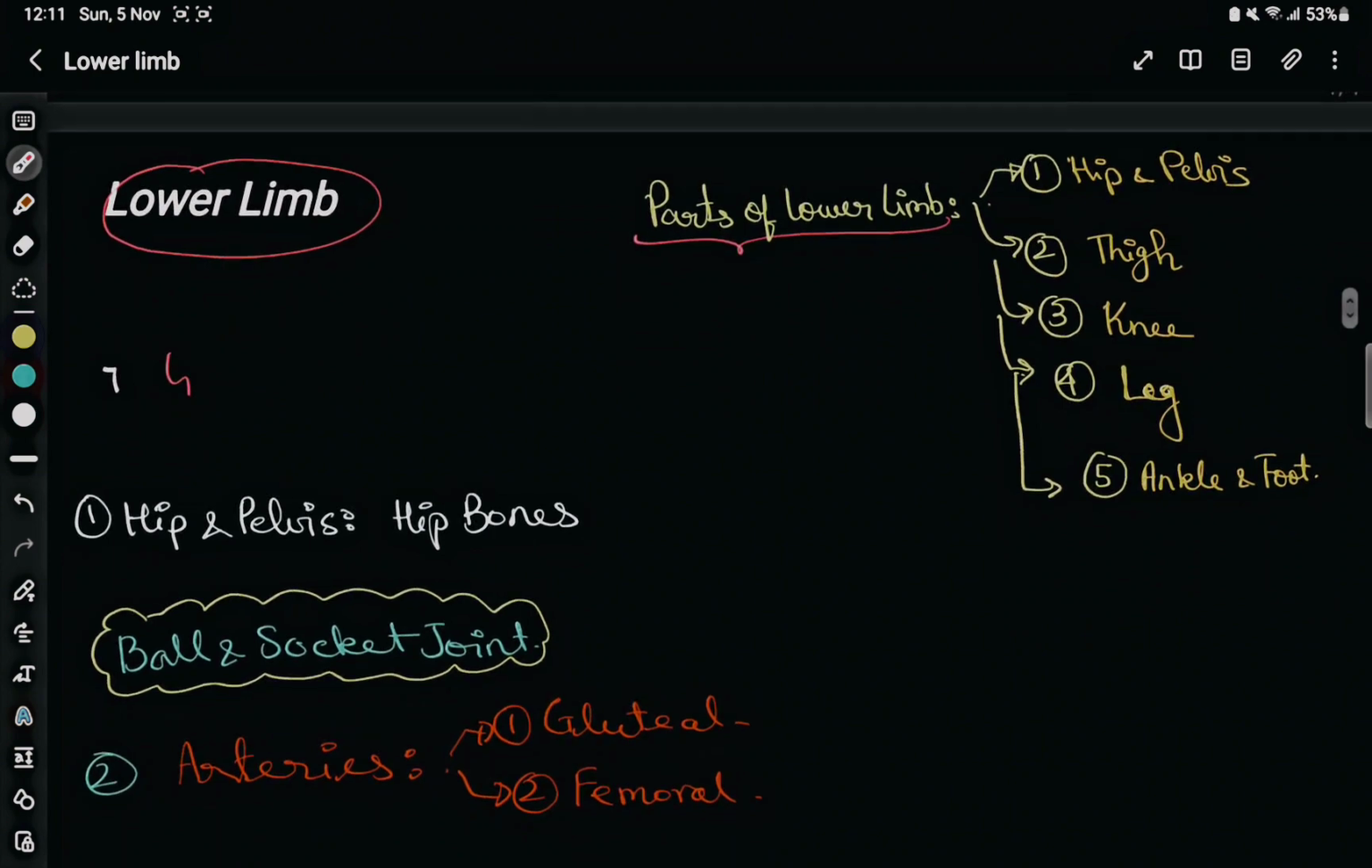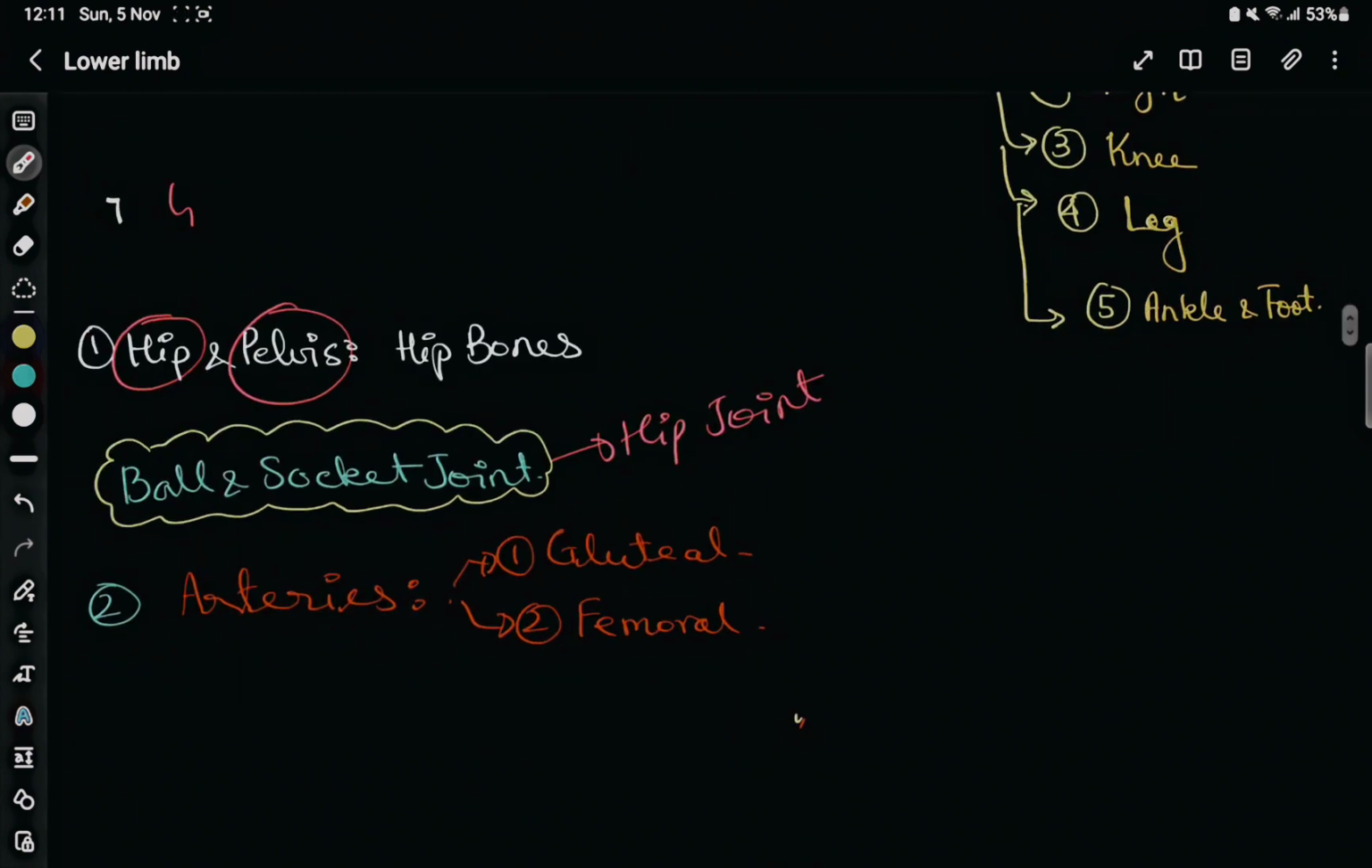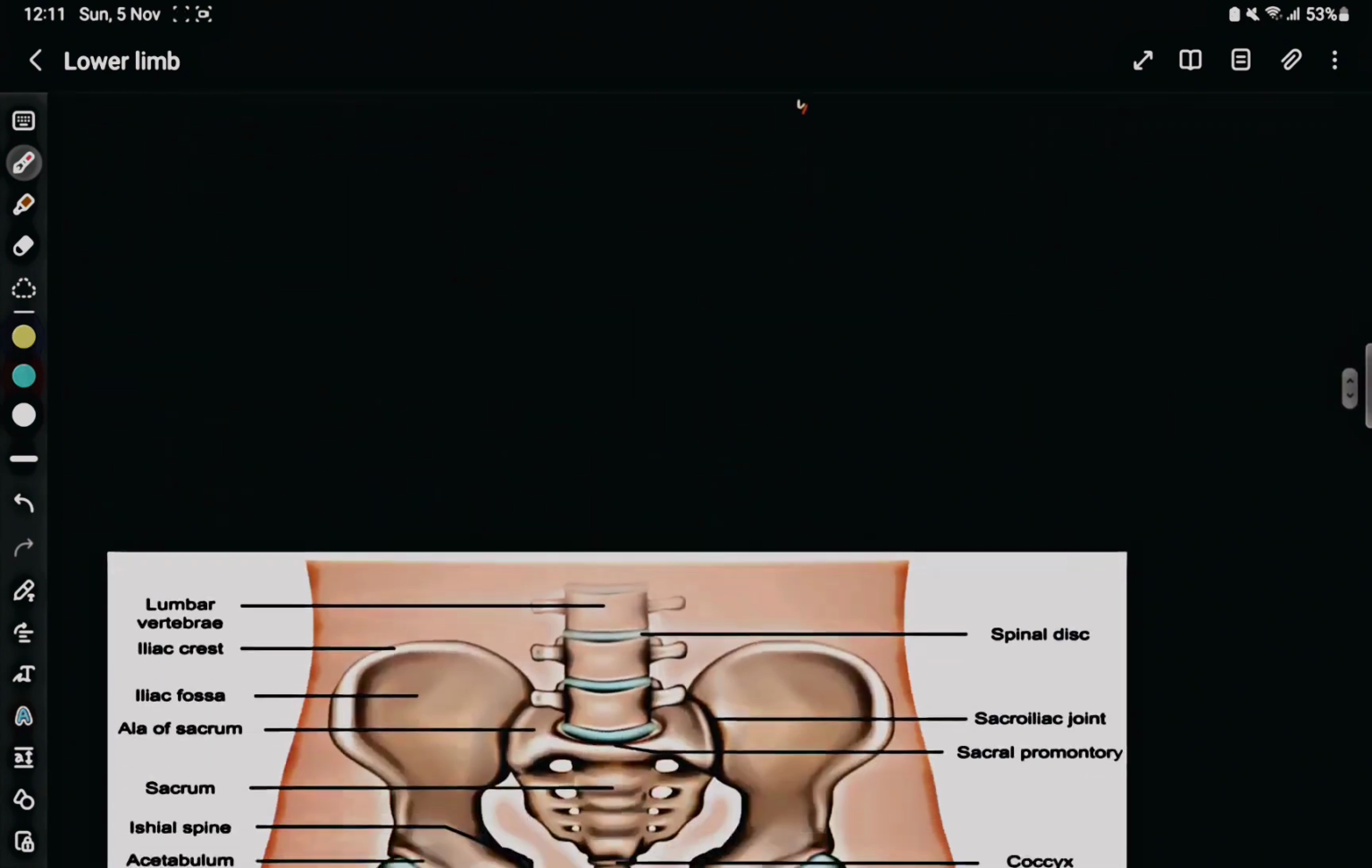So the first thing we describe is hip and pelvis. Hip and pelvis is made up of the hip bone and the pelvis. Both are very different. And it has one of the biggest ball and socket joints. Which one? The hip joint. The hip joint is one of the largest ball and socket joints.